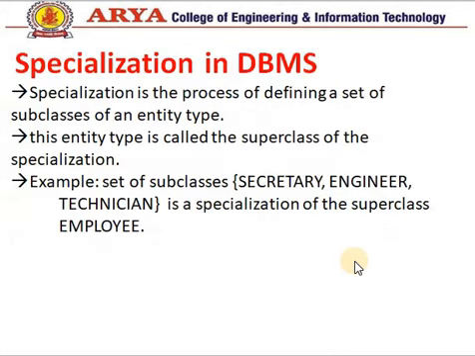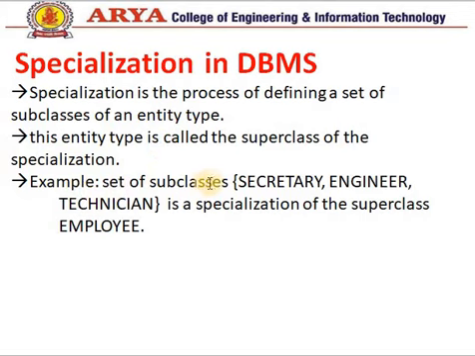Now we discuss specialization. Specialization is subdividing or defining a set of subclasses. For any category, like a student, it can be divided into two more parts, regular student or private student. So regular student and private student are the subclasses, and this is specialization. Specialization is the process of defining a set of subclasses of an entity type. This entity is called the superclass of the specialization.